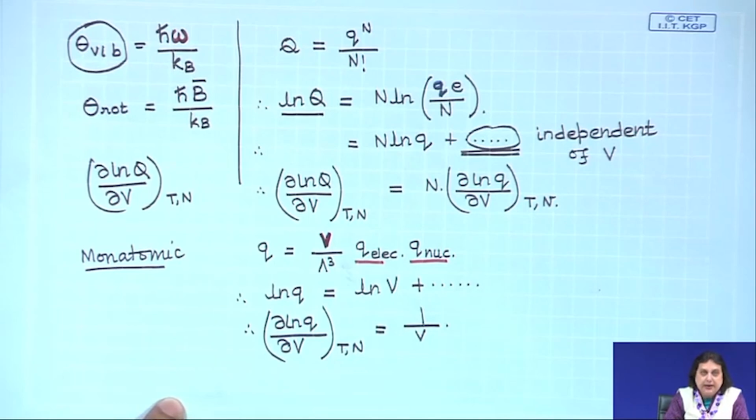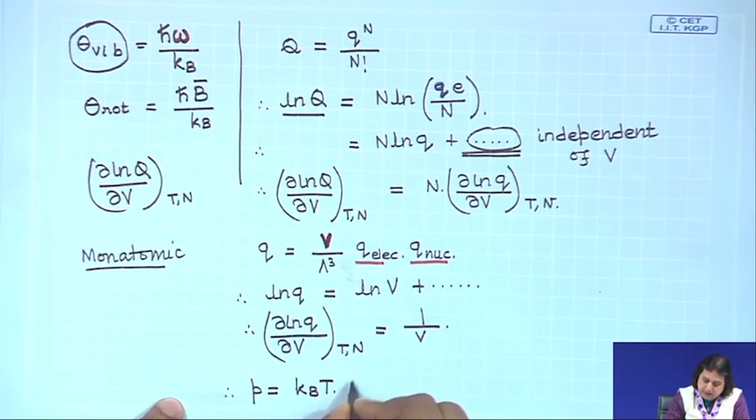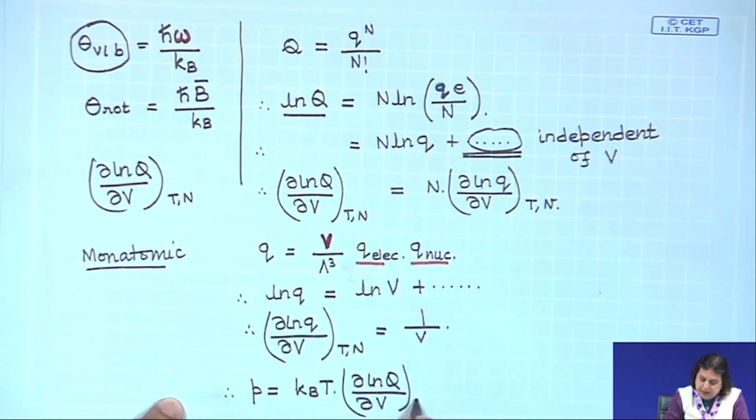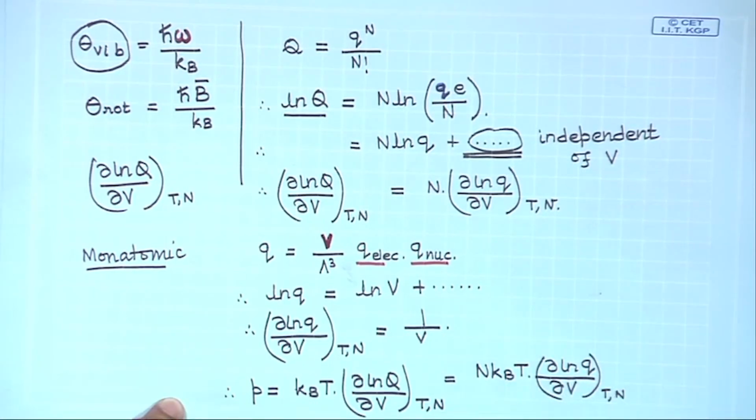Therefore, I can go back and look at the definition of pressure. Pressure is equal to kBT del ln Q del V, keeping temperature and number of particles constant, that is equal to N kBT into del ln small q by del V at T and N, and I find that this is nothing but N kBT divided by V. Okay.